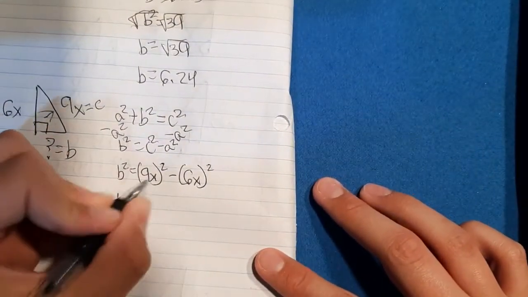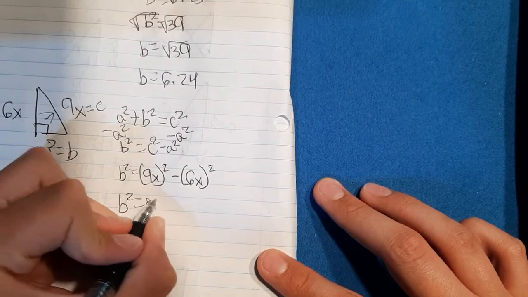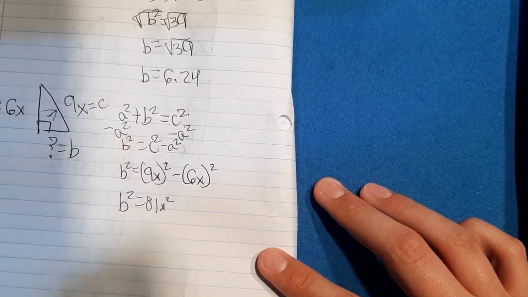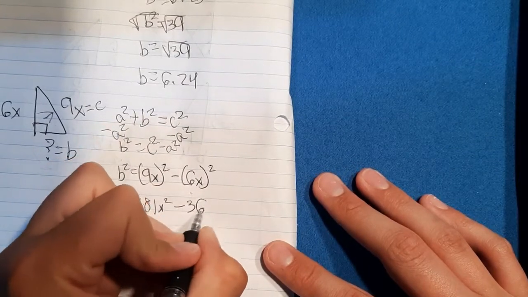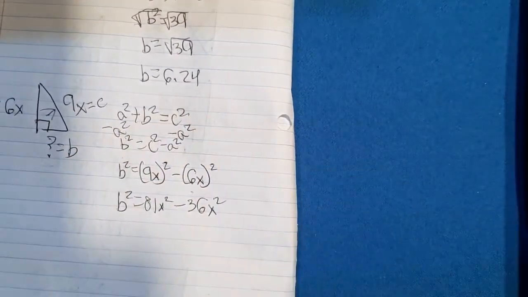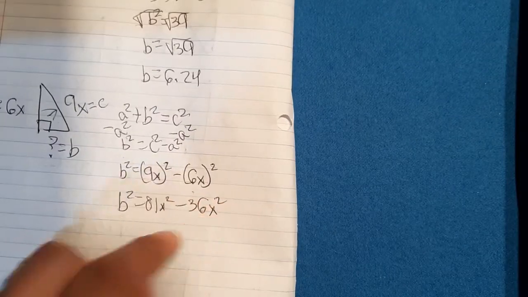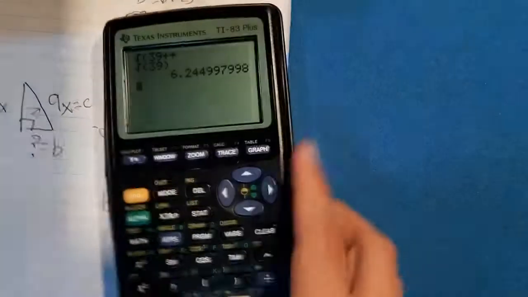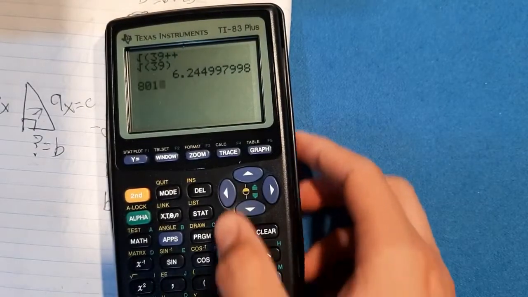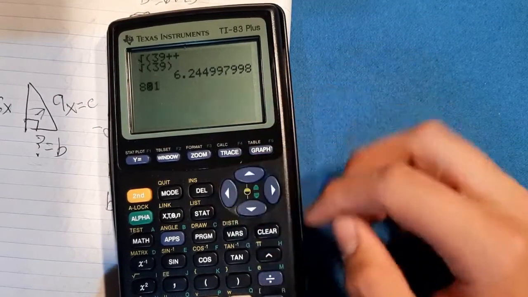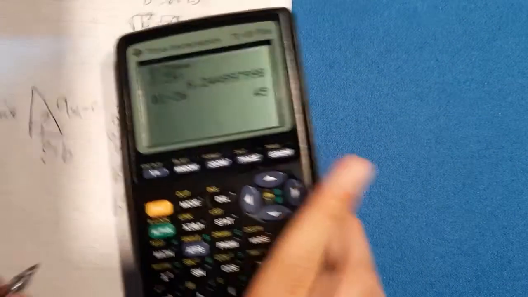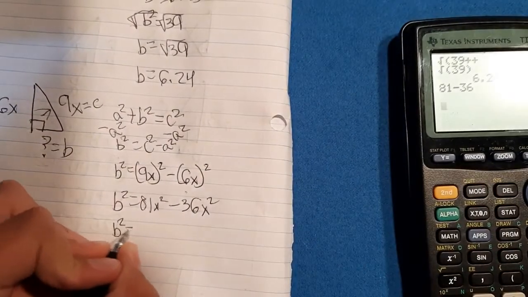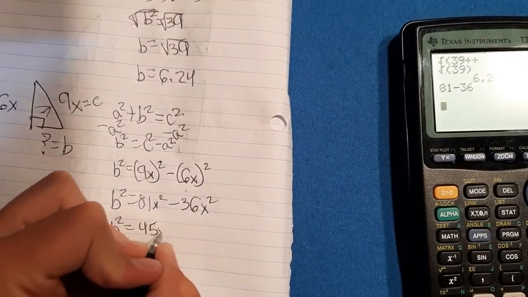When you do it like this, make sure 9 times 9 is 81, and since there's an x, you're going to square that too. So it should be 81x squared minus 6 times 6, 36, and then x squared. Since these are both x squared, we can just subtract: 81 minus 36. You can go into your calculator. That's going to give you 45. So B squared equals 45x squared.